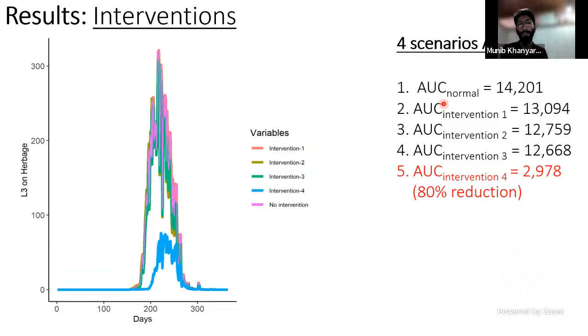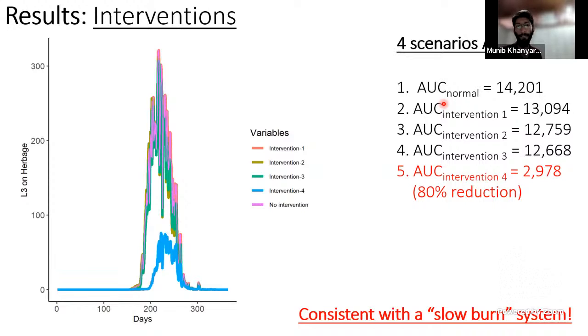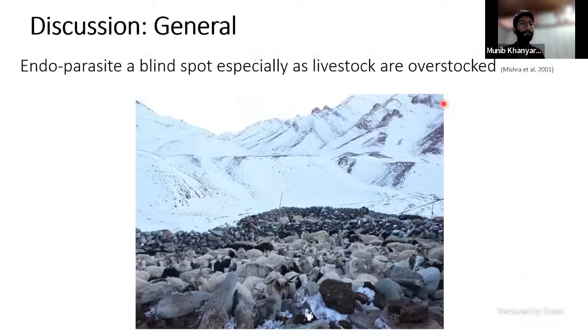But as you can see from this result, if you target the intervention at the right time, you can almost negate the impacts of these parasites almost altogether, at least by 80% in our theoretical intervention. And as I said, this is consistent with the slow burn system.